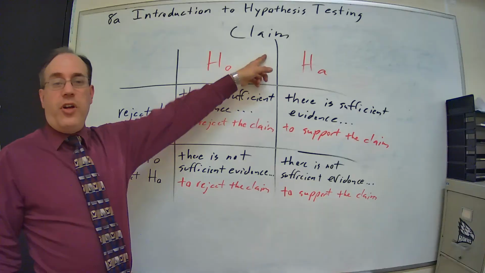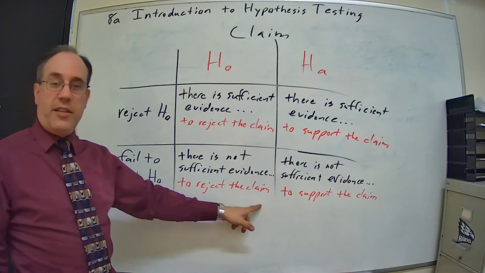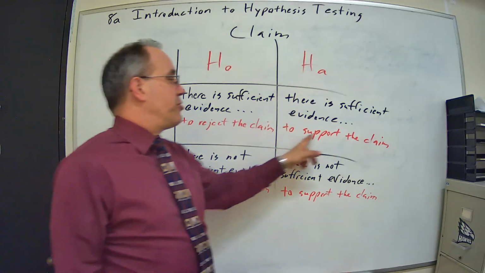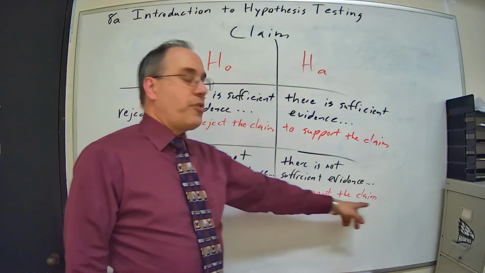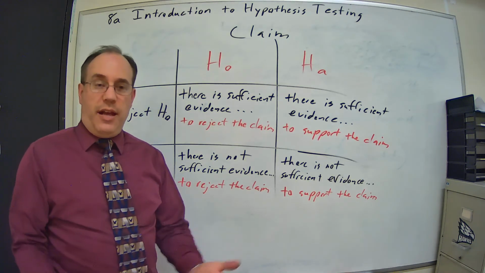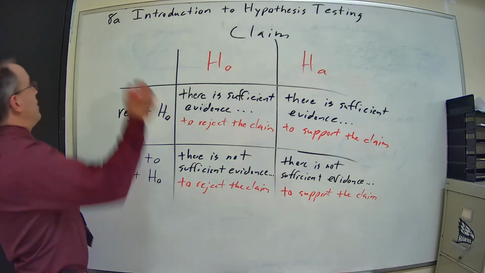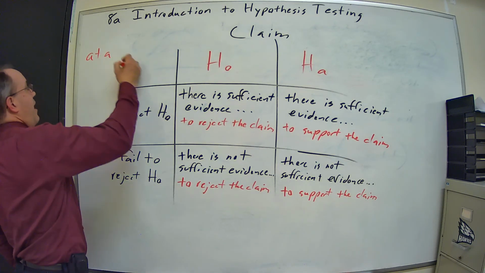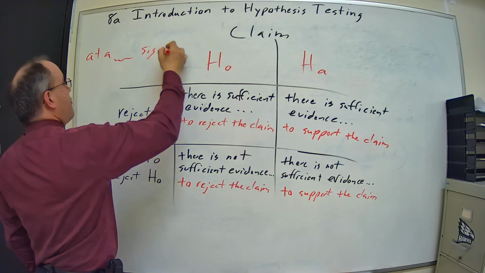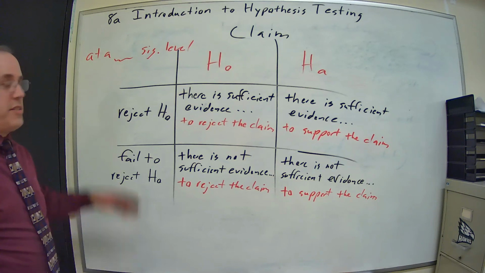So if the claim is the null hypothesis, that adds up to reject the claim. If the claim was the alternative hypothesis, that adds up to support the claim. And we can pull this out of every hypothesis test that we do. We'll get to the point where we'll look at a such and such significance level. So we'll always state our significance level.